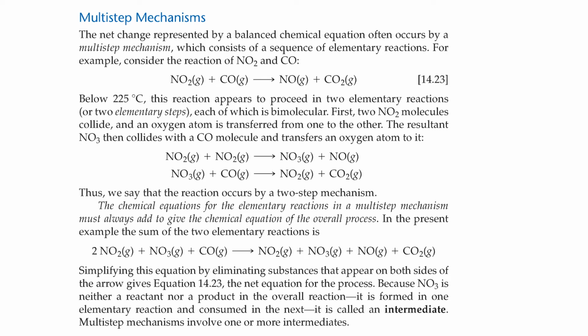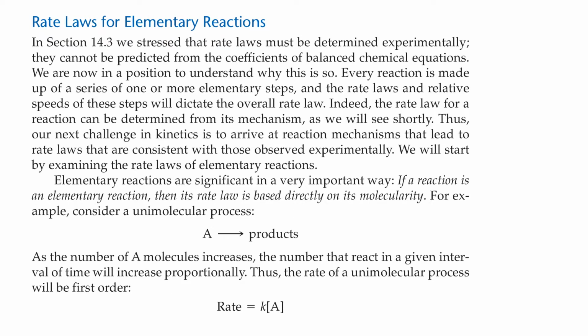Simplifying this equation by eliminating substances that appear on both sides of the arrow gives equation 14.23, the net equation for the process. Because NO3 is neither a reactant nor a product in the overall reaction, but is formed in one elementary reaction and consumed in the next, it is called an intermediate. Multi-step mechanisms involve one or more intermediates.